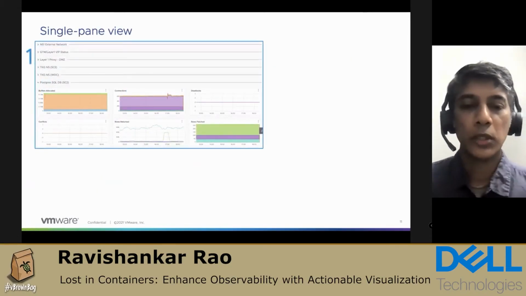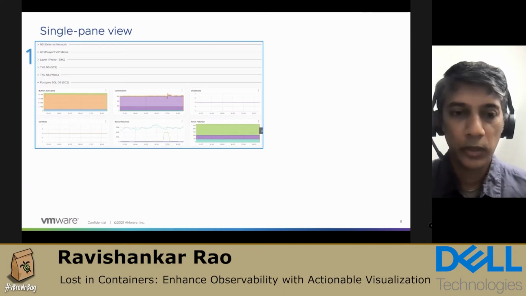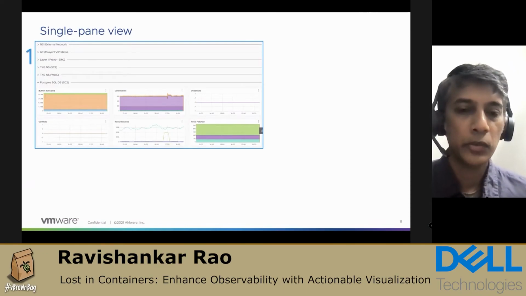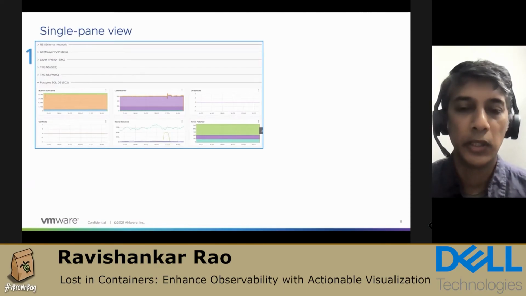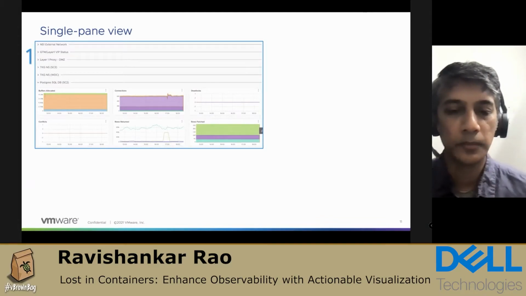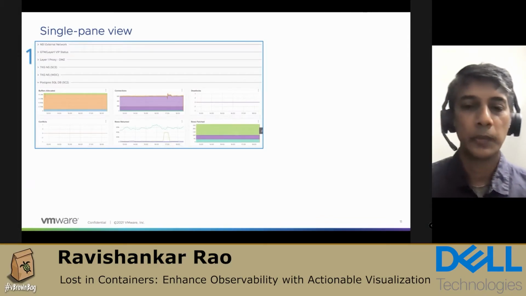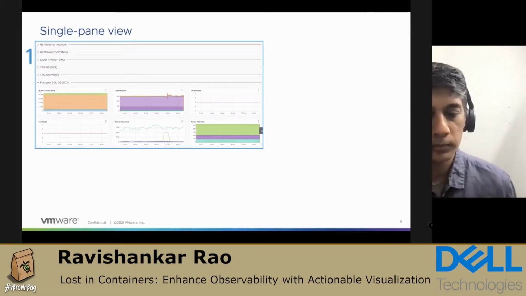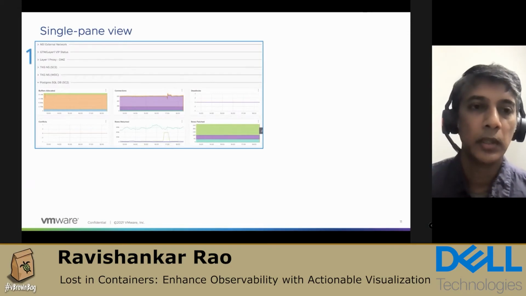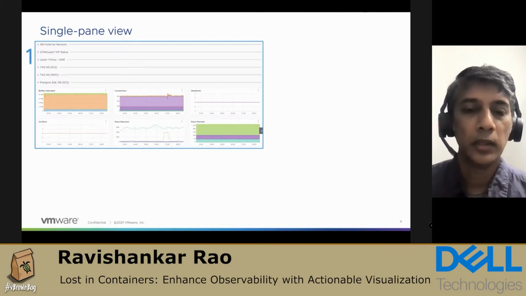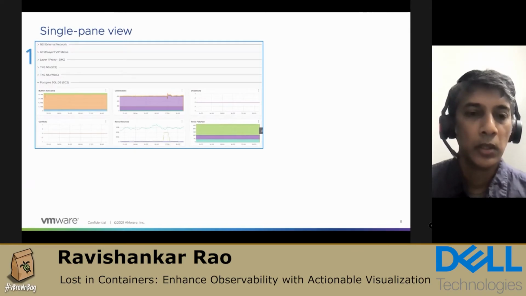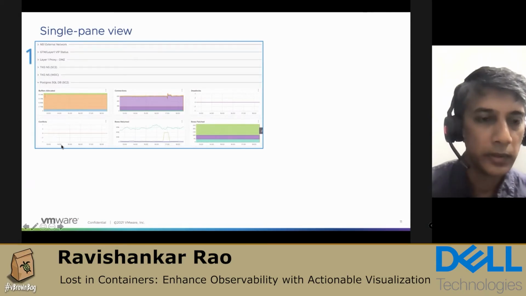Now, both the views that we saw were detail-oriented views focused on either the application or the TKG container ecosystem. What if I wanted a comprehensive single view, a single dashboard, the proverbial single-pane view? And this is how we have built for some of the applications. I've compressed some of the layers so that it's more evident.